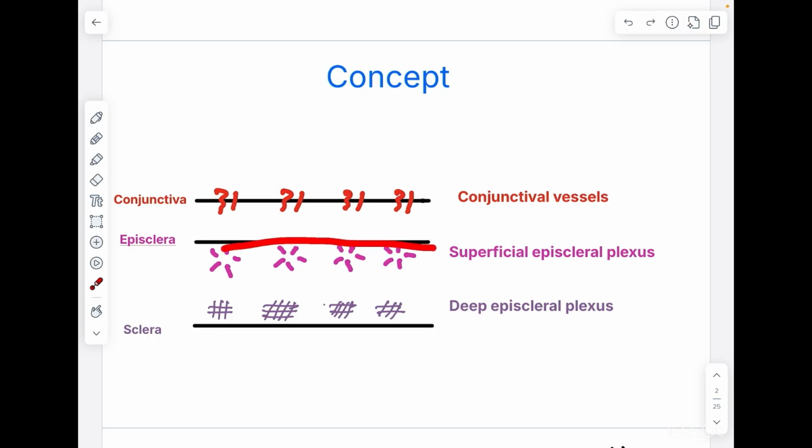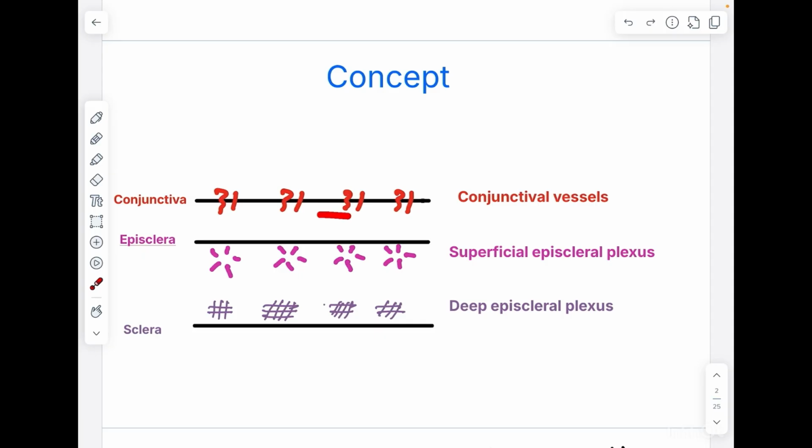Along with inflammation of the episclera, there is dilatation and congestion of the superficial episcleral plexus. And in scleritis, along with inflammation of the sclera, inflammation and edema of the sclera, there will be dilatation of the deep episcleral plexus. So, third point, what is the color of the vessels?